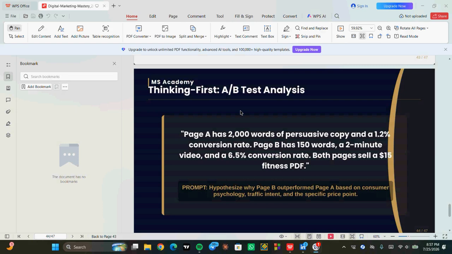Page A has 2,000 words of persuasive copy and a 1.2% conversion rate. Page B has 150 words with a 2-minute video and a 6.5% conversion rate. Both pages sell a $15 fitness PDF. Now the prompt: hypothesize why page B outperformed page A based on consumer psychology, traffic intent, and specific price points.